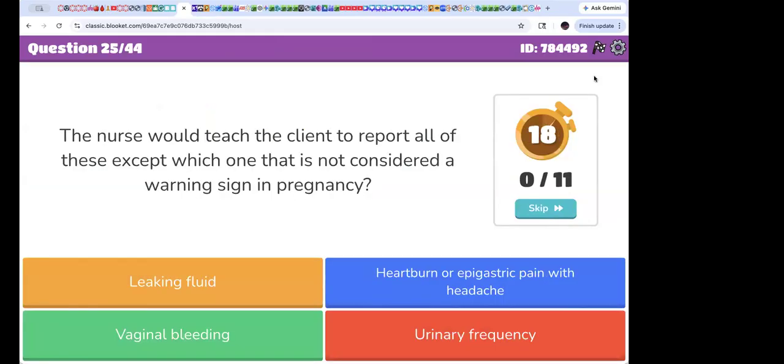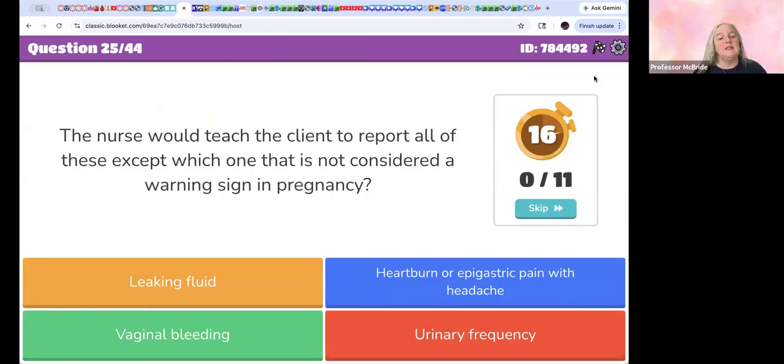The nurse would teach the client to report all of these except which one that is not a warning sign of pregnancy.